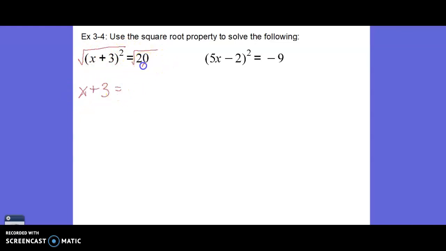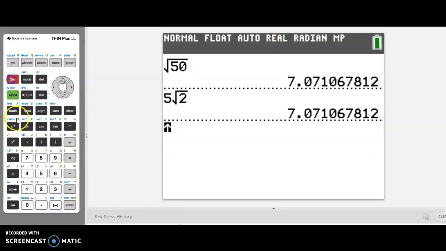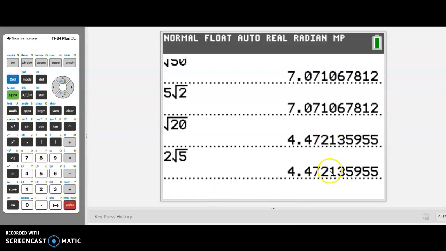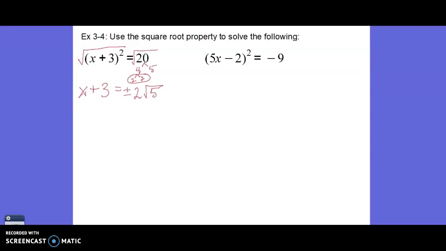And I do want you to practice that factor tree, 4 and 5, and then 2 and 2. We have a pair of 2's, so the square root of 20 is equal to plus or minus 2 root 5. And again, you can use a calculator to check your work. Square root of 20, is that really equal to 2 root 5? And I get the same decimal, so it's correct.